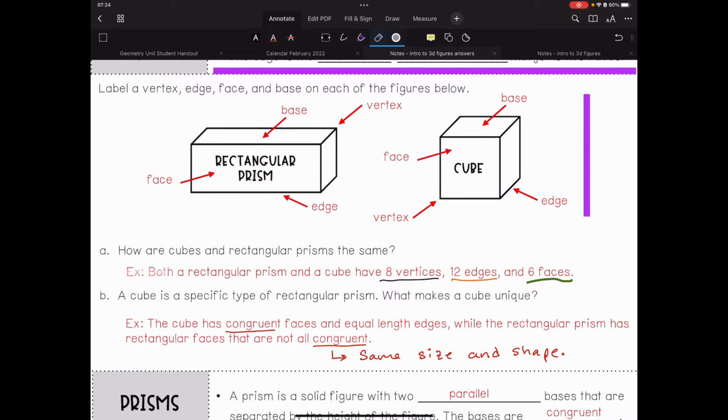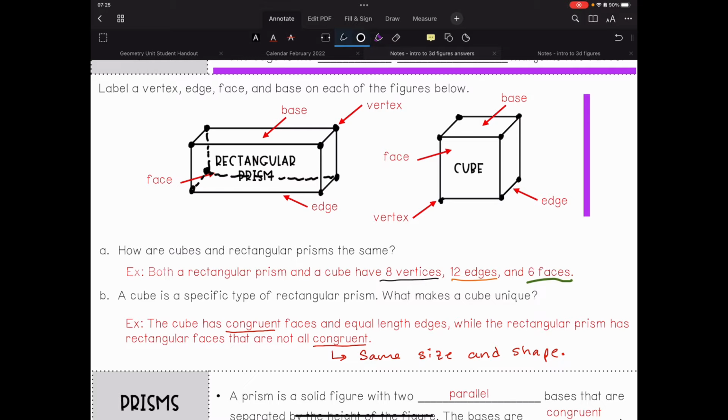So, how are cubes and rectangular prisms the same? Well, both a rectangular prism and a cube have 8 vertices, 12 edges, and 6 faces. So vertices, which is plural for vertex, are the corners where the edges meet. So right here, these are vertexes. And if I just make this three-dimensional by drawing little dashed lines, I'd have a corner back here as well. So those are the vertexes on the cube.